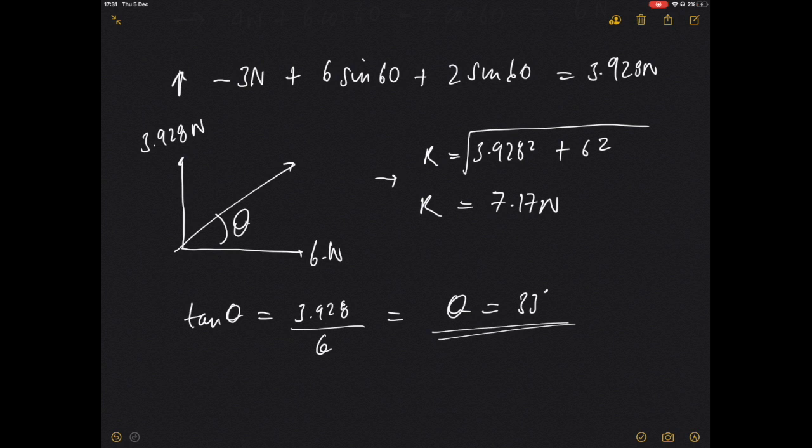Next, we're going to move on to something a little bit more tricky. We're going to look at Newton 2.